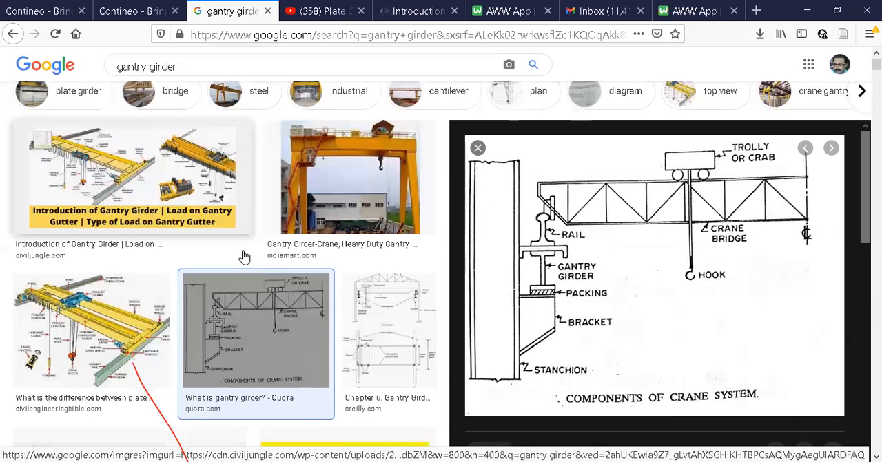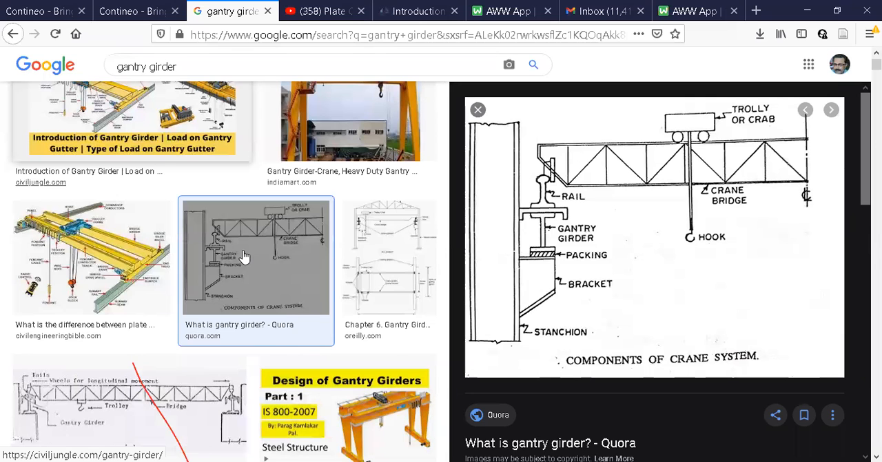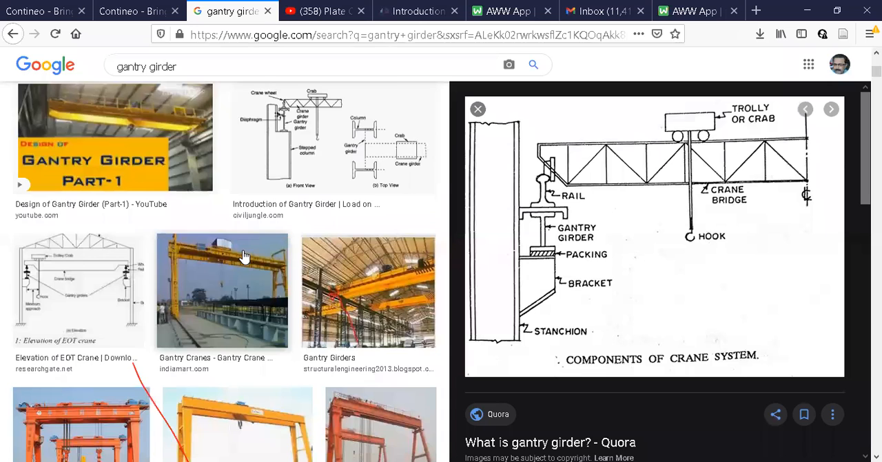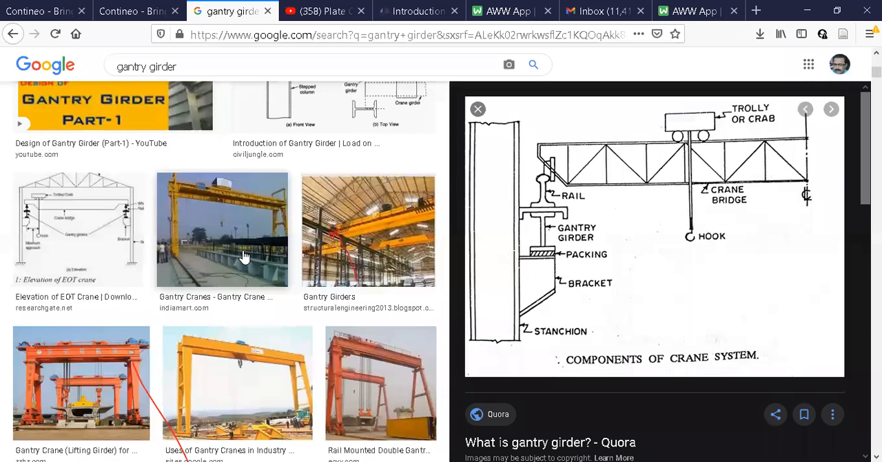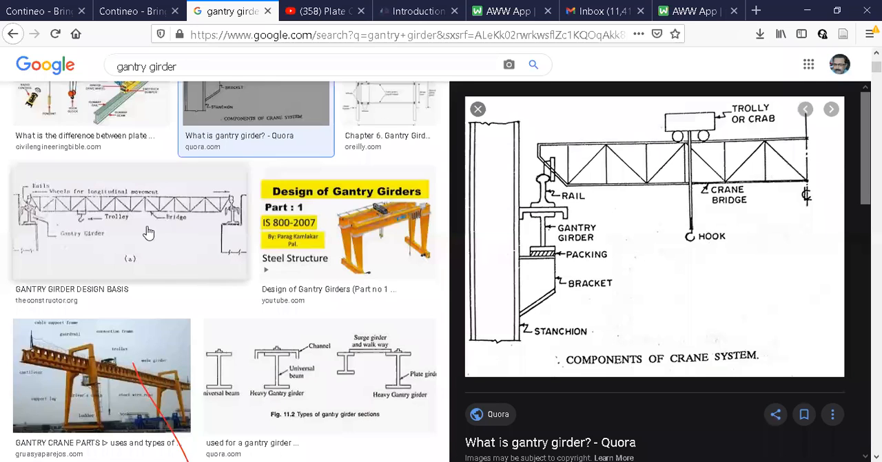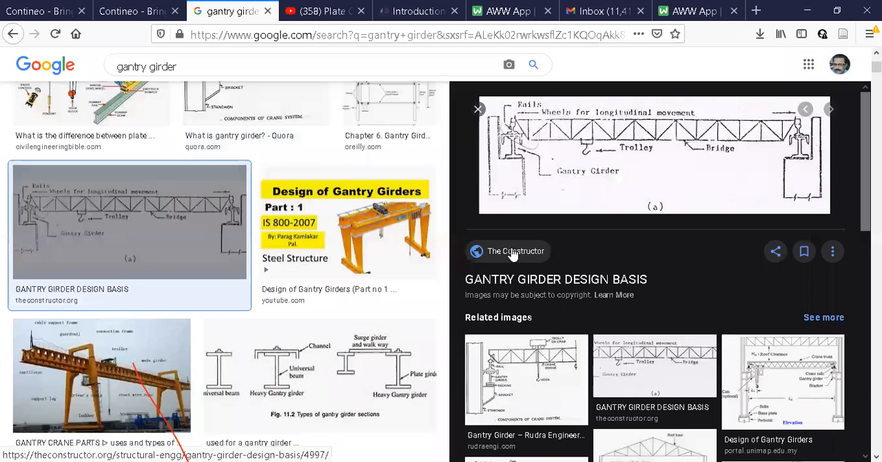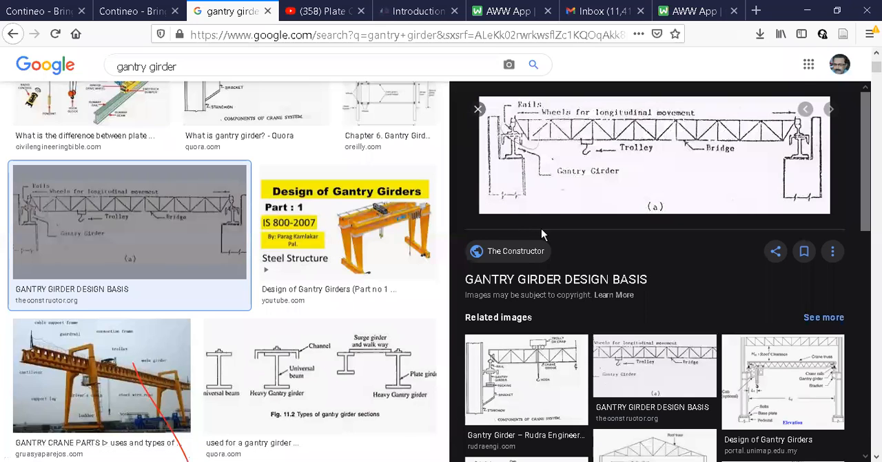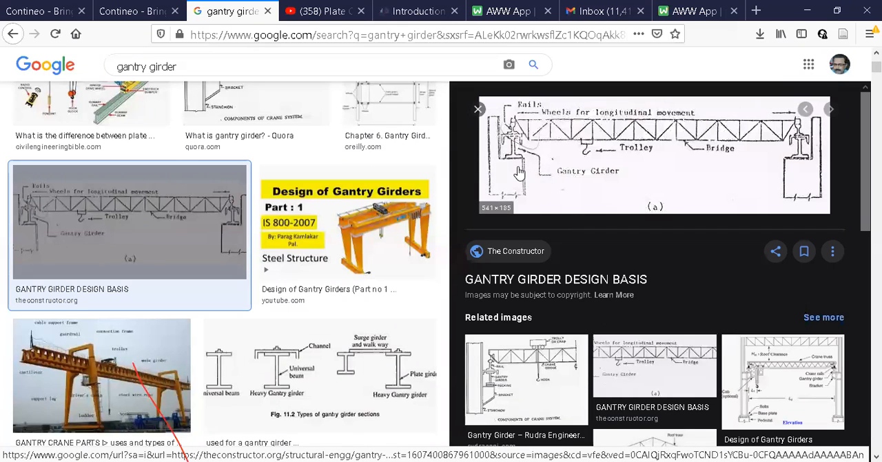Okay, now let us go back. A lot of YouTube design is also there in this one. Don't go there, just observe the diagrams. Now one more diagram you see here. This is the diagram which you can see here. That is, a crane girder is supported on either side. On the right side of your screen, gantry girder design basics they have given. This is the arrangement here.